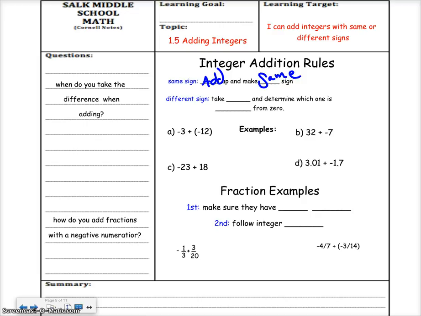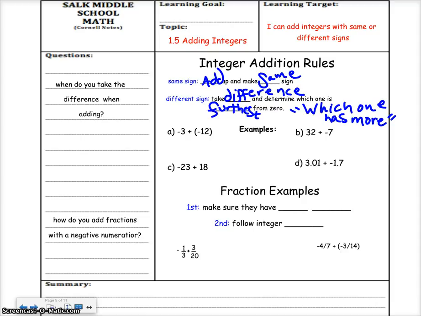If they're different signs, a positive and a negative, you take their difference and determine which one is furthest from 0. That tells us which sign it is. What I say to myself is, which one has more? And that will tell you what sign it will be. So, the real mathematical reason that it is the sign that it is after you add them is because one is further from 0. Okay, so let's apply the rules.